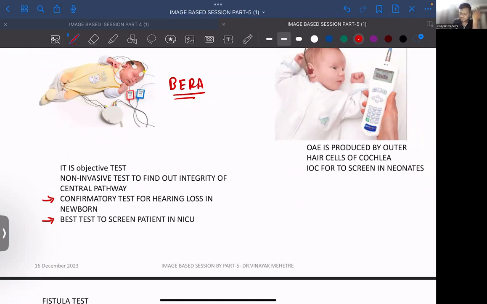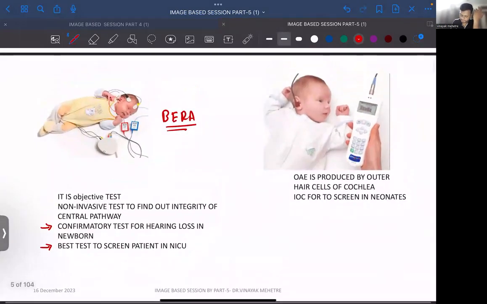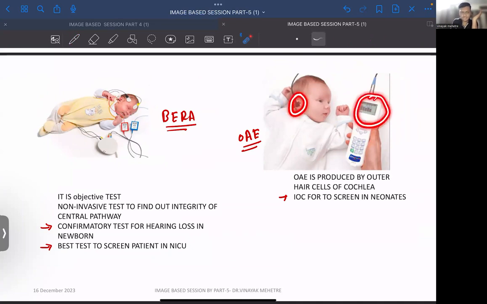Screening test कौन सी है? That is otoacoustic emission. Single probe going in the ear with a monitor is called otoacoustic emission. Okay, BERA कैसे है? One probe going in the ear and there are some probes attached on the forehead. ठीक है, याद रखना पड़ेंगे, images have been asked.